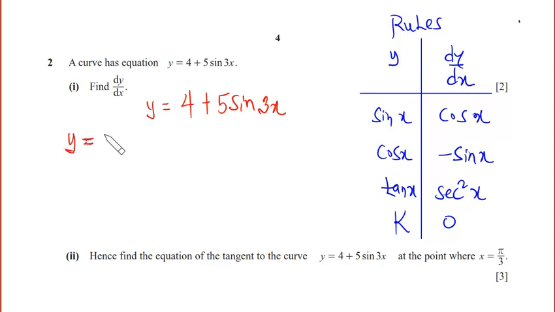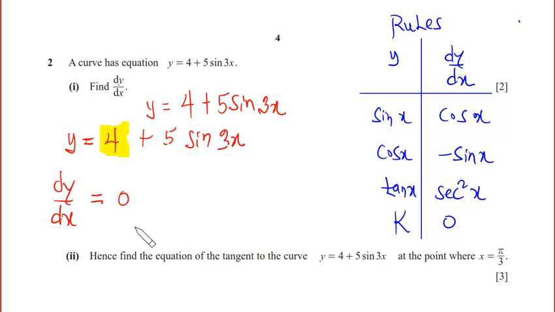Now, it implies that y equal to 4 plus 5 sine 3x can be differentiated as follows. dy dx will be equal to, when we differentiate 4, the first term here, differentiation of 4 will be equal to 0, since 4 does not contain x. So it serves as a constant. Is that clear? Plus, let us find the derivative of 5 sine 3x.